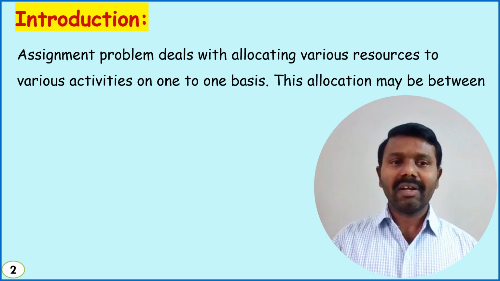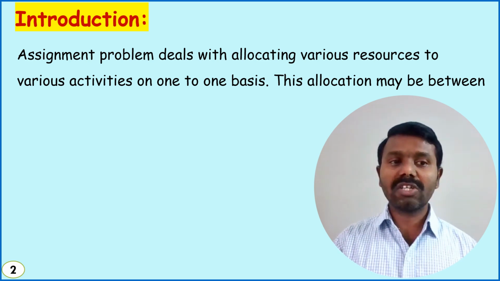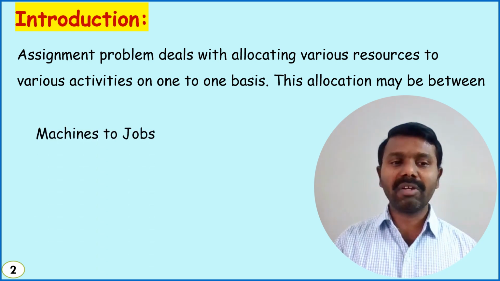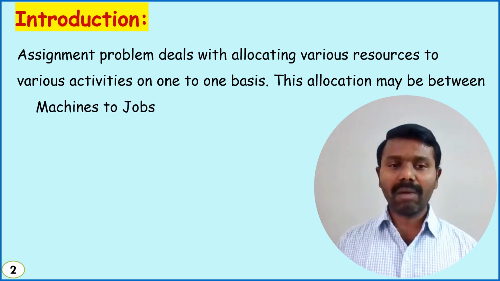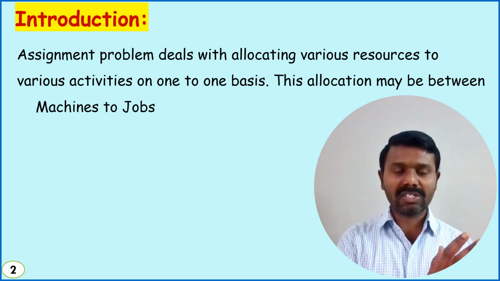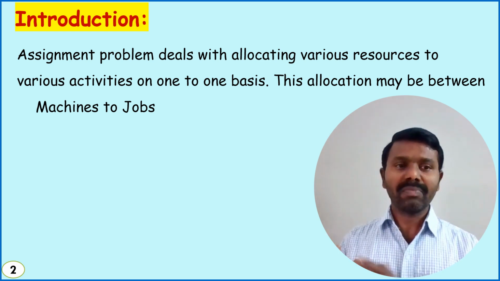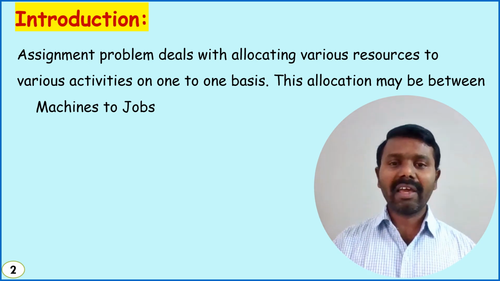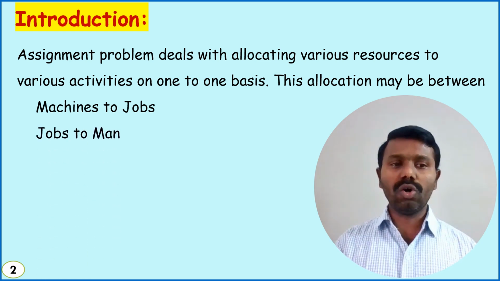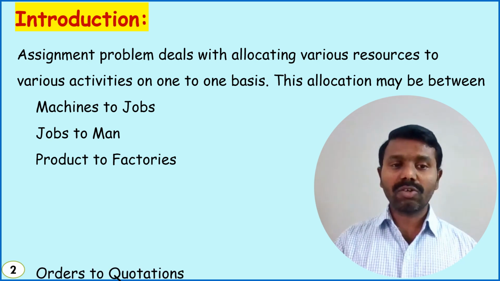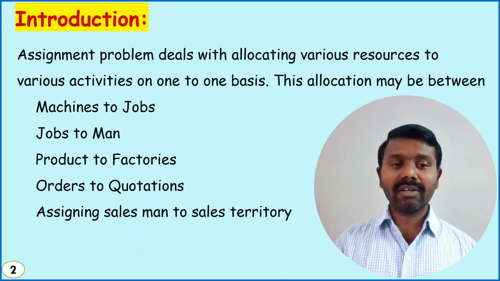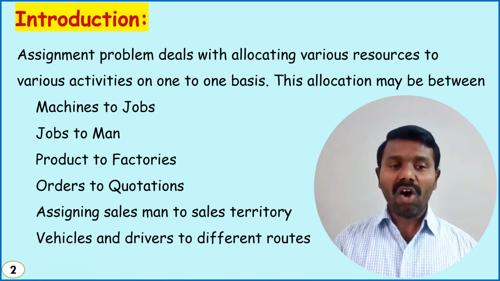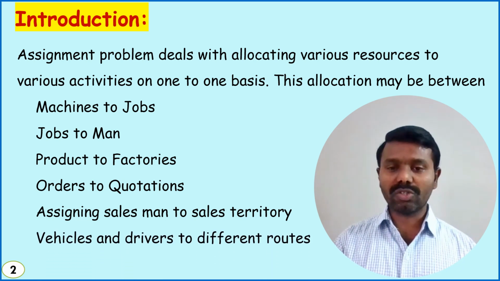Assignment problem deals with allocating various resources to various activities on a one-to-one basis. This allocation may be between missions to jobs. For example, if we have a set of missions to be assigned to a set of jobs, in that case we can use this assignment problem. This allocation may also be between jobs to men, products to factories, orders to quotations, assigning salesmen to sales territory, vehicles and drivers to different routes.